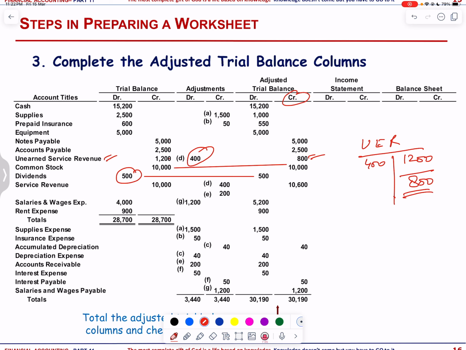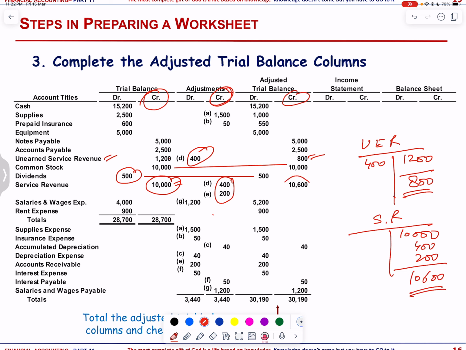Then we have the service revenue 10,000. Now for service revenue, we have 10,000 in the credit, so we record it, and service revenue is also in the credit in the adjustments. So 400 and 200, that makes 10,600, and the balance is recorded in the adjusted trial balance. Next, we have salaries and wages. You can see that this amount in the trial balance is in the debit and the adjustment is also in the debit. That makes 5,200. Then we have the rent expense, and let me clean it up.